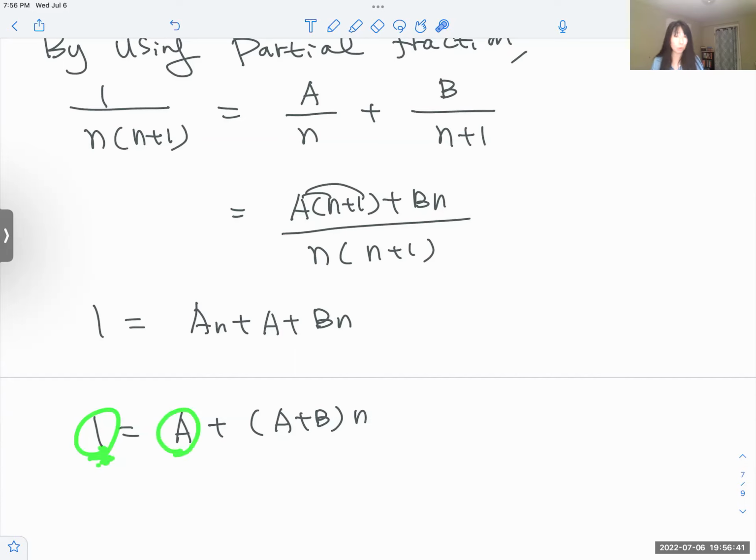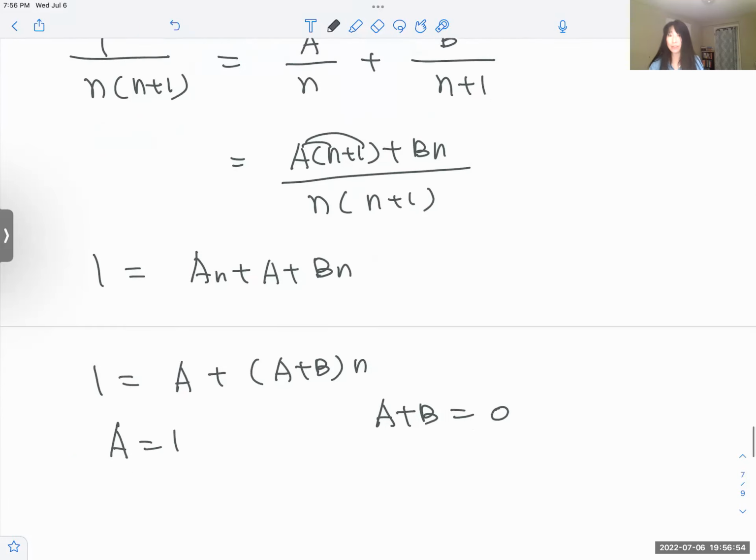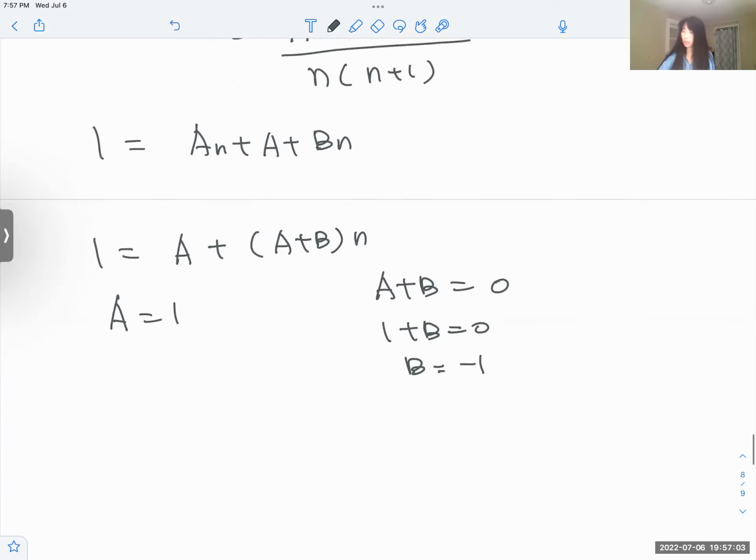Okay, so this one is the constant term, there's no n term. So a equals 1, right? Then we have a plus b equals 0, right? Because there's no n term. Yeah, no n, right? So since we have a equal to 1, b equals -1, right?